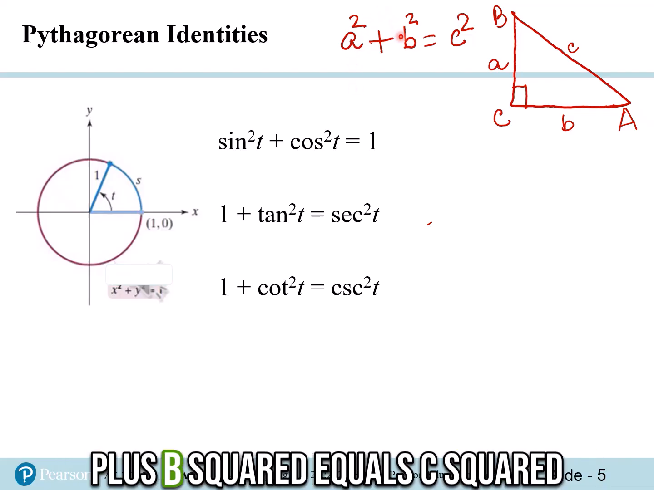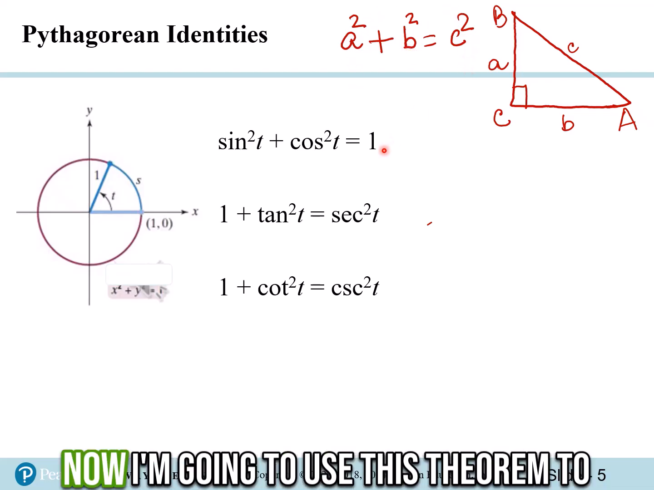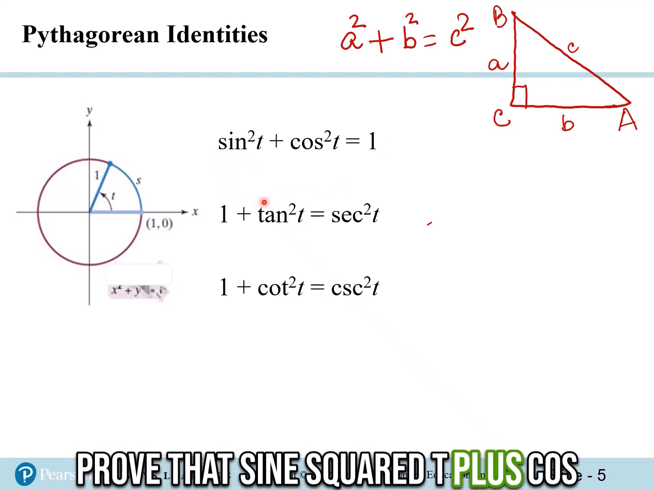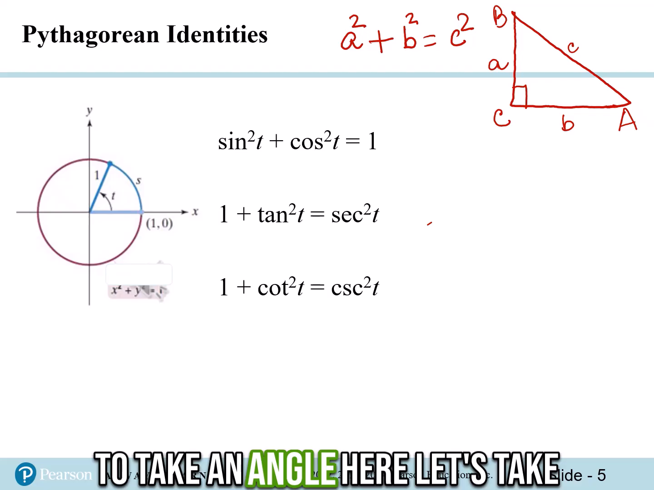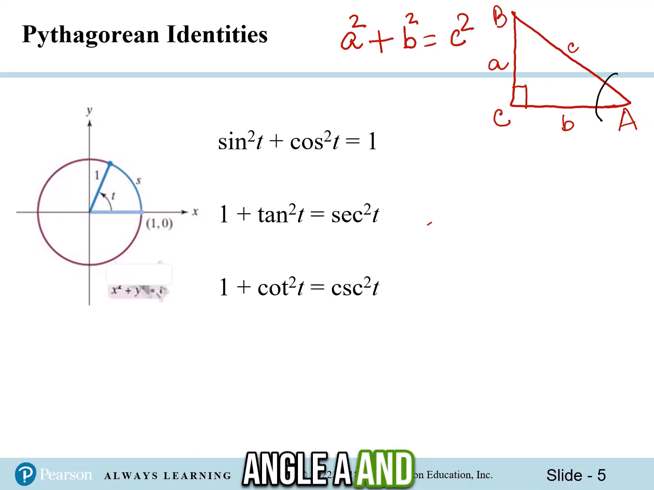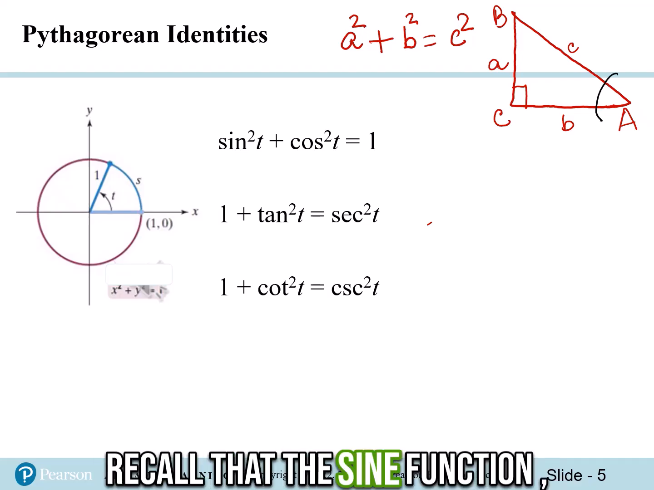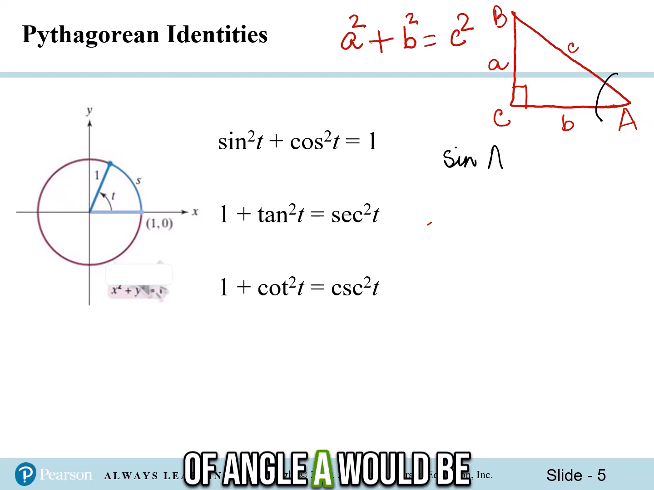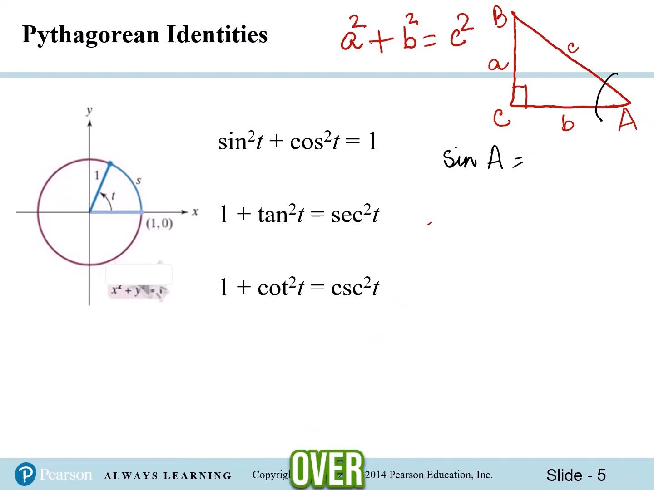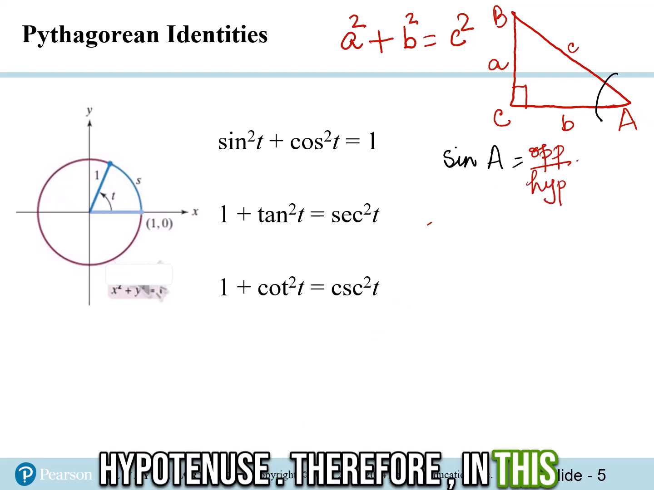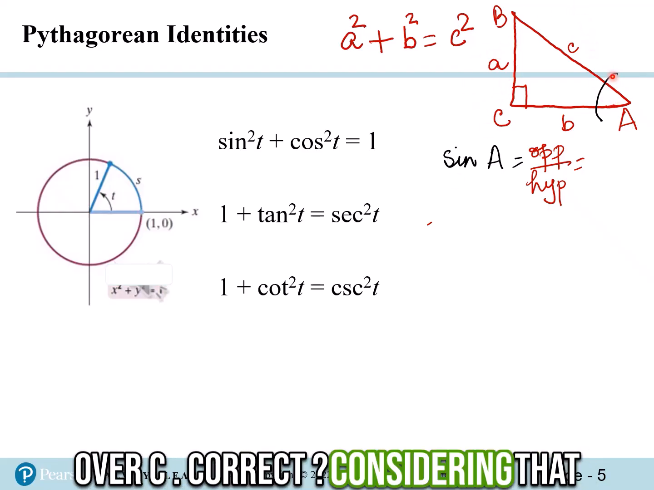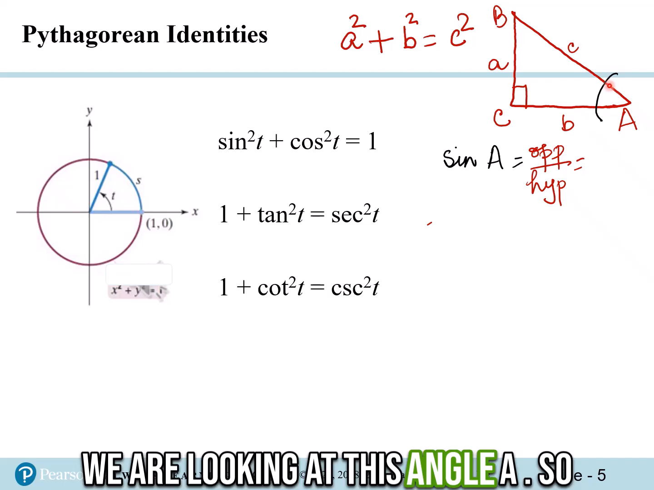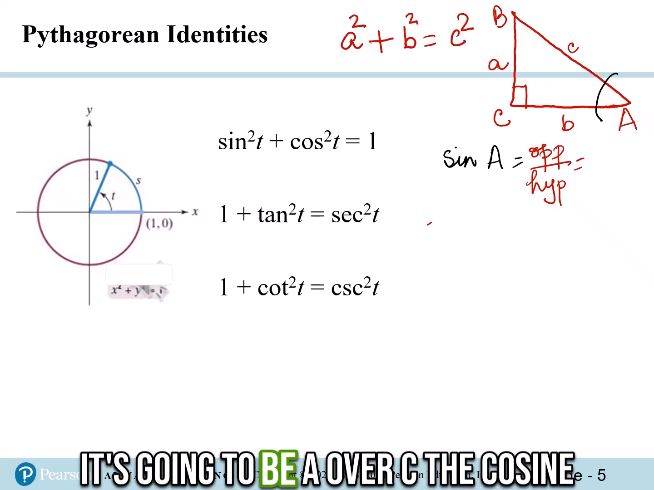So a squared plus b squared equals c squared. Now I'm going to use this theorem to prove that sine squared t plus cos squared t equals 1. So I'm going to take an angle here. Let's take angle A, and recall that the sine function of angle A would be opposite over hypotenuse. Therefore, in this picture, that would be A over C, correct? Considering that we are looking at this angle A. So it's going to be A over C.